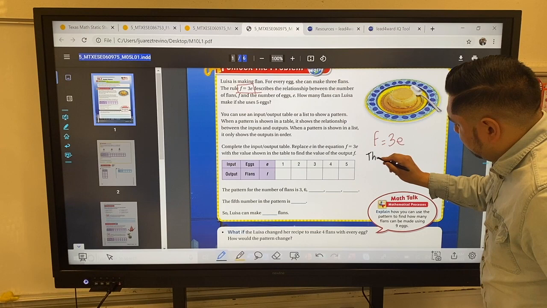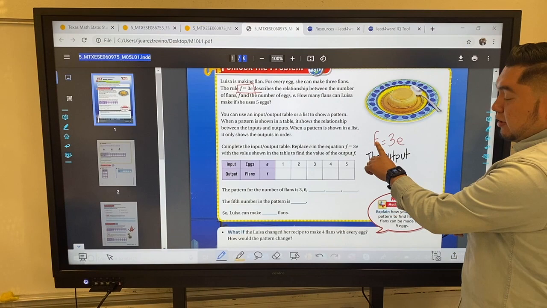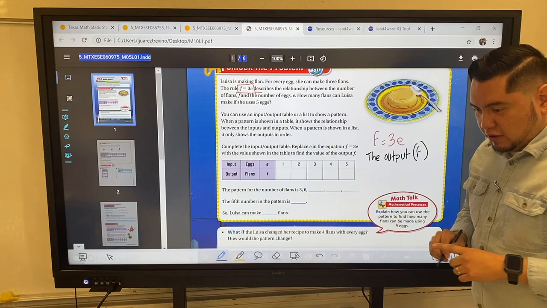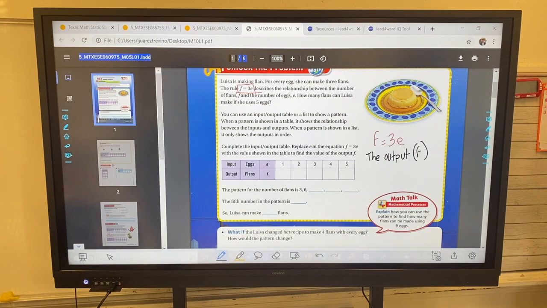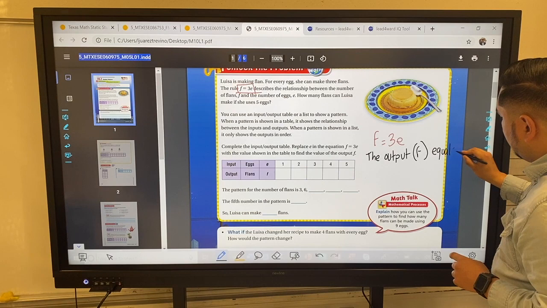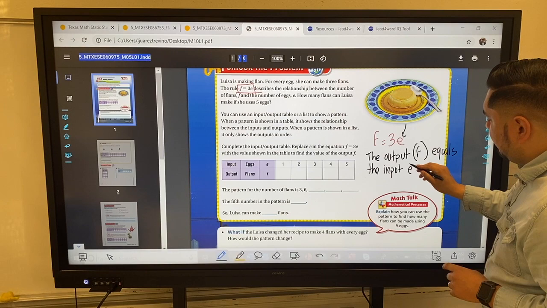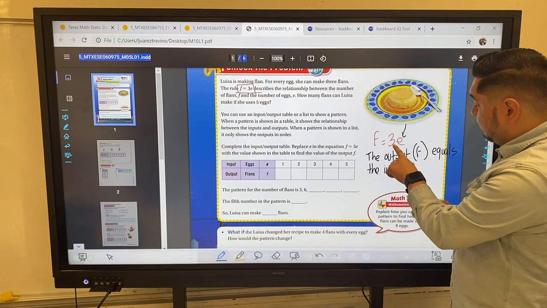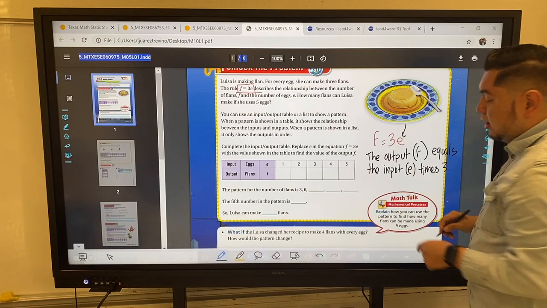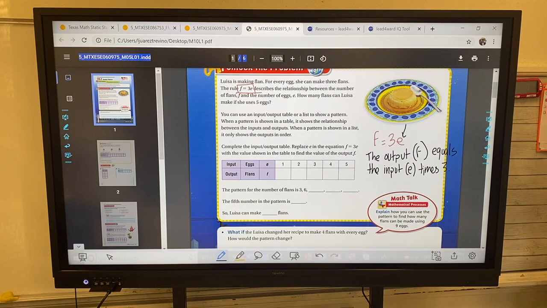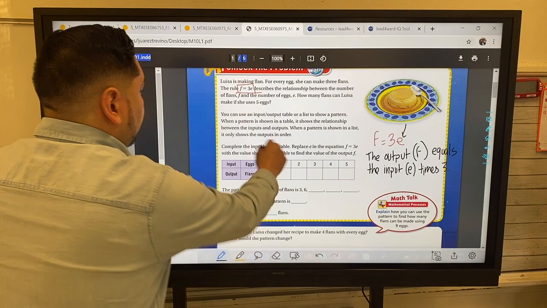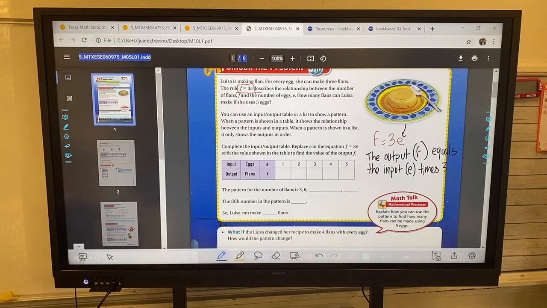In other words, which is what we practiced last week, write this down, please. The output, F, equals the input, E, and what am I doing to the input? We're multiplying it times three. You need to get in the habit of writing those sentences. The output F equals the input times three. Okay, and then I'll give you 8 seconds to finish it.